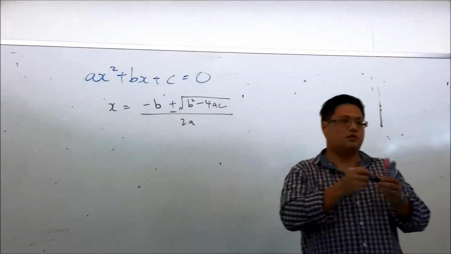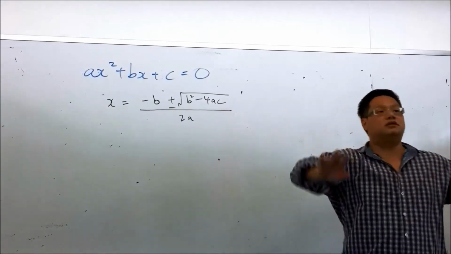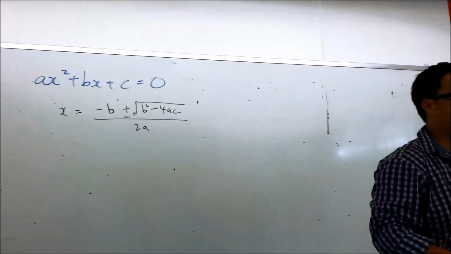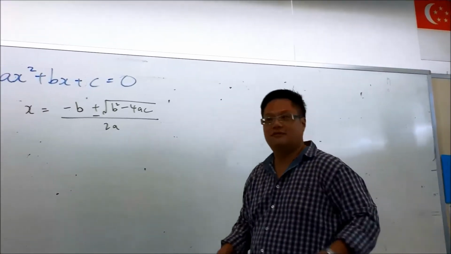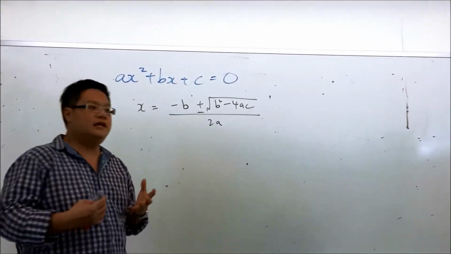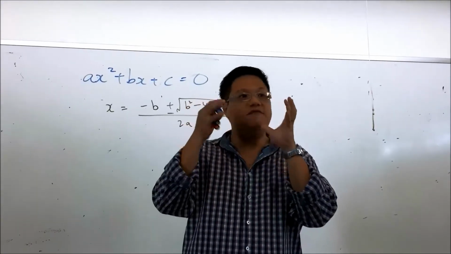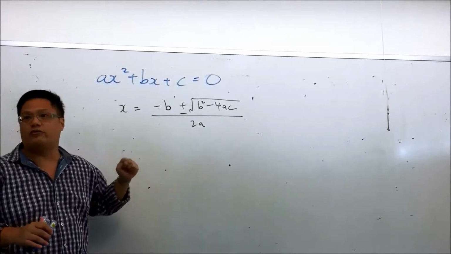I want to ask you girls a question. Will you have two answers all the time? From your homework, you always get two answers. Am I correct? You always get two roots. Will you always get two roots? Must you always get two roots? No. So basically, it depends on, there must be a certain factor that influences the entire result when you get two roots.